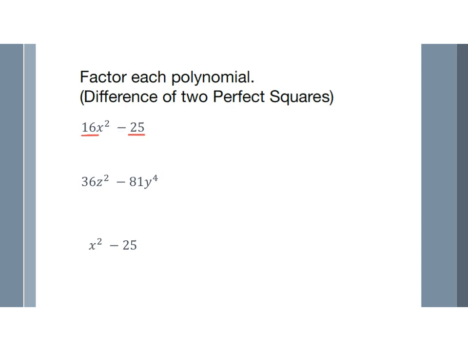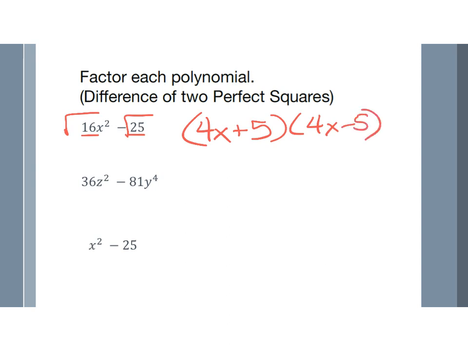Can I divide 16 and 25 by anything? No, right? Is 16x squared a perfect square? Yes. Is 25 a perfect square? Yes. Perfect. I can do my pattern here. So I'm going to square root the 16x squared, square root the 25. The square root of 16 is 4. The square root of x squared is x. Square root of 25 is 5. One gets a plus sign. One gets a minus sign.